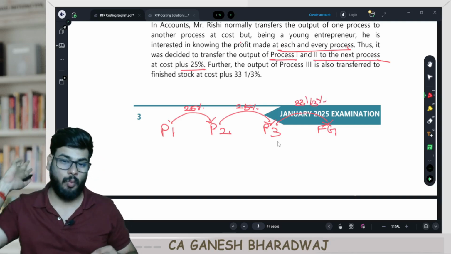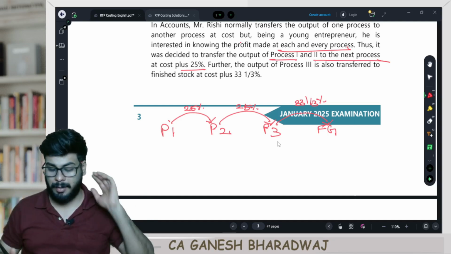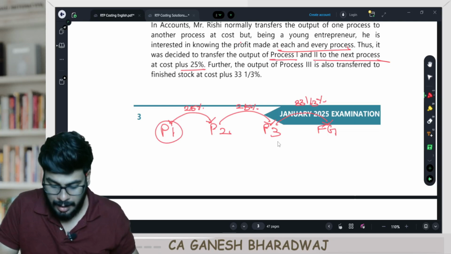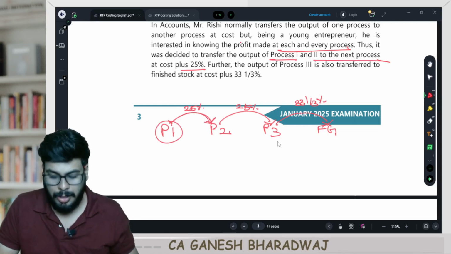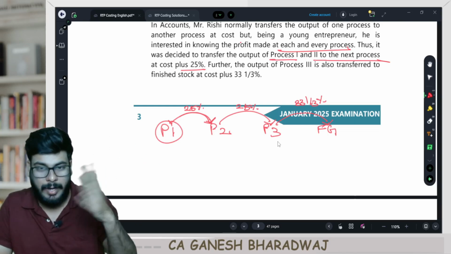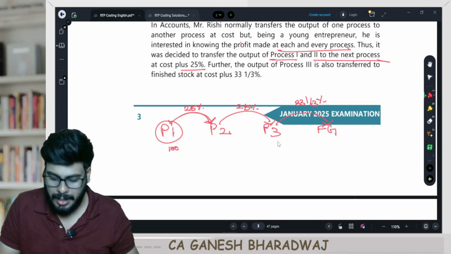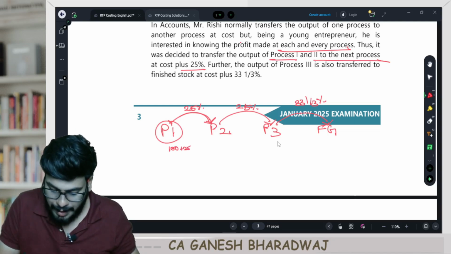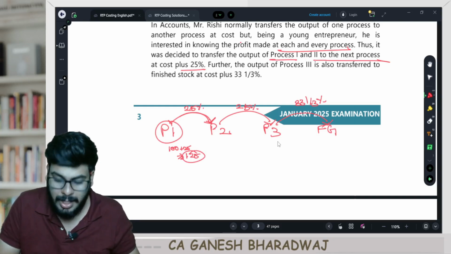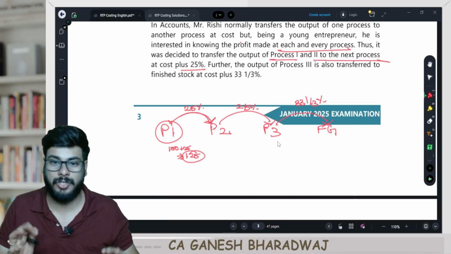Now remember one more very important thing that you need to remember here. Process 1 transfers its output to process 2 at cost plus 25%, correct? Let's say 100 rupees is the cost. It adds a markup of 25 rupees. 125 rupees is the transfer price of the output that goes from process 1 to process 2, correct?